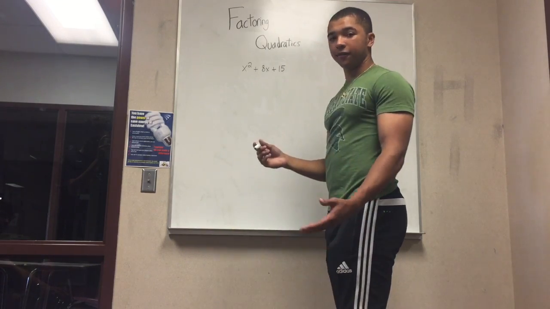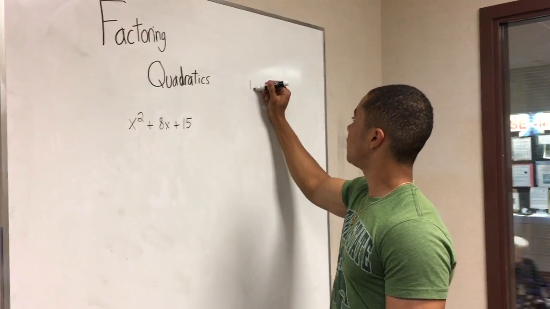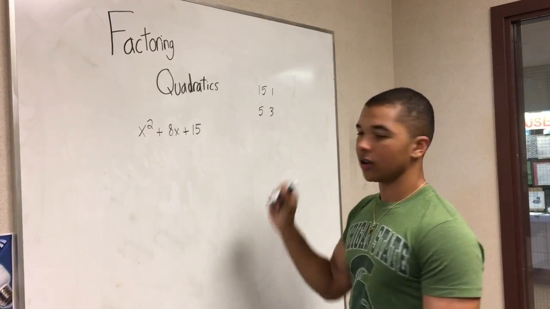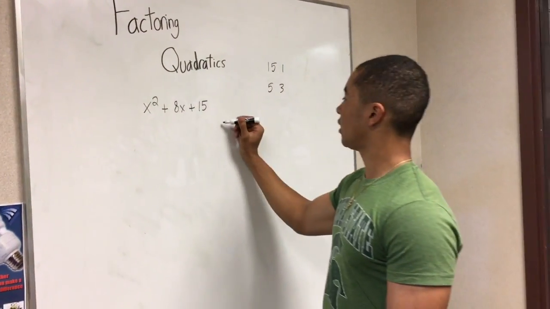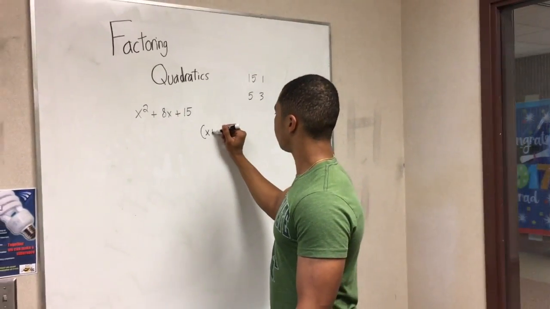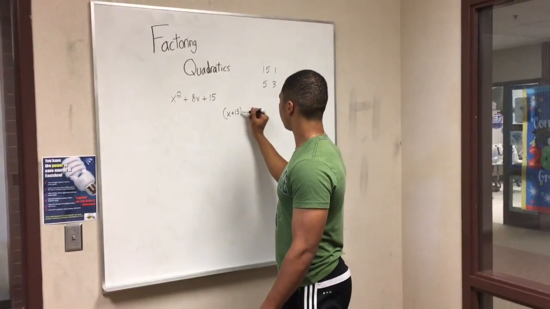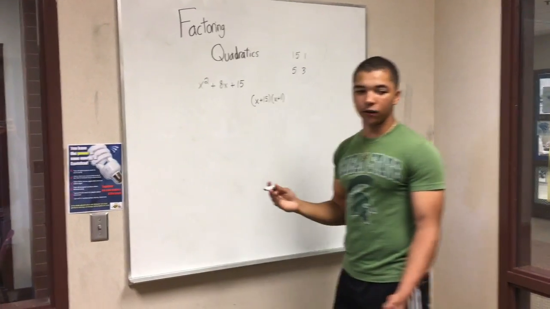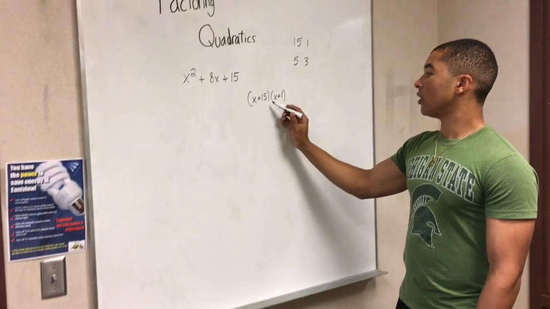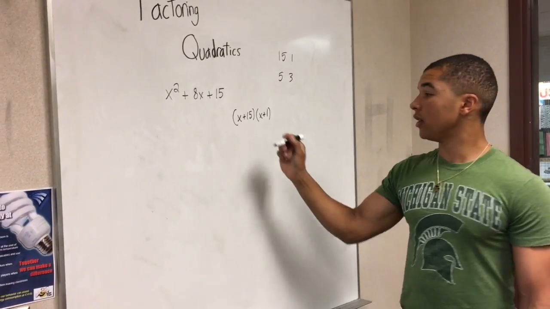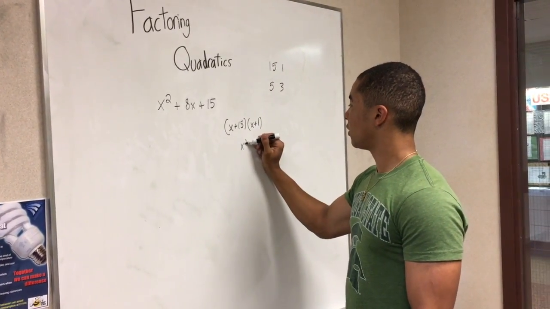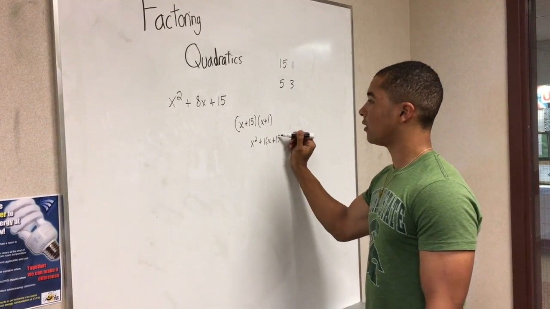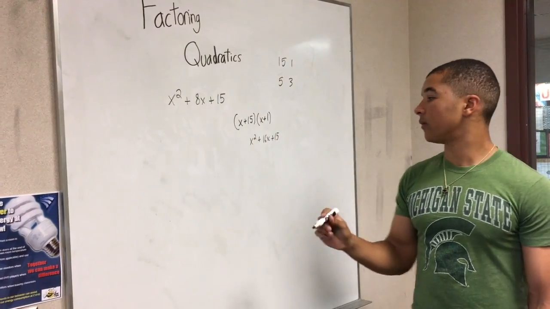So we want to look at the multiples of 15. So we have 15 and 1, and 5 and 3. So when you start the equation, it'll look like x plus 15 times x plus 1. This would be the factored out version if you did it with these numbers. However, when you try to re-FOIL it, you end up getting x squared plus 16x plus 15, which doesn't match up to this first equation.